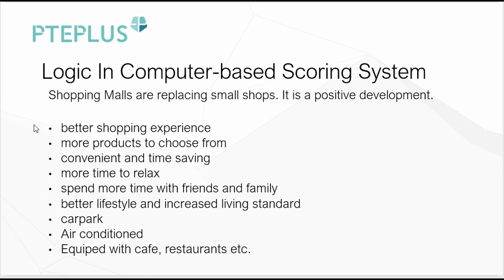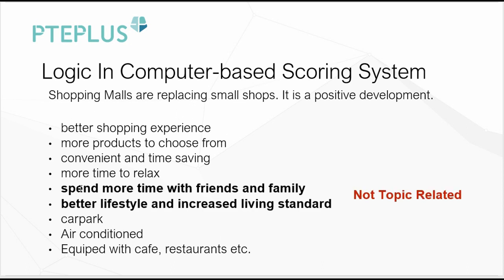I'm going to give you a few seconds to read through them. You can pause the video here and read through them and think about which of these will give us logical points and which of these are less likely to give us logical points. So yep, better shopping experience, more products to choose from, convenient time saving. These are examples of positive developments related to the question. Like for example, these are telling us why shopping malls are replacing small shops in a positive manner. Whereas we can look at these 2 points: spending more time with friends and family, better lifestyle, and increased living standard. So these aren't as related to the direct question, and as a result, you might get marks deducted for these two particular types of answers.